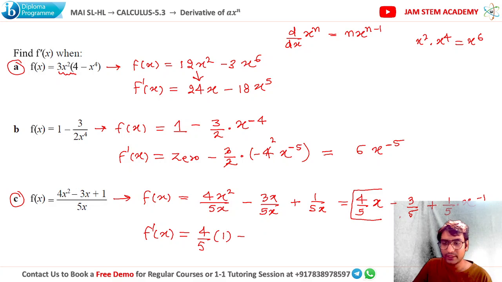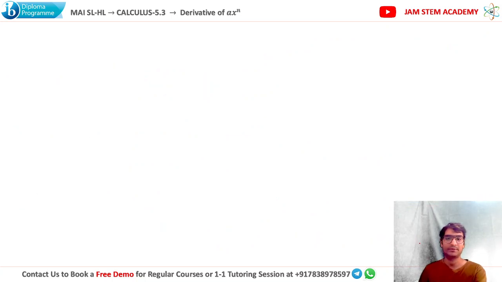Now the derivative of 3/5, a constant number, is 0. For the 1/5 of x to the power negative 1, the derivative is negative 1 over 5 x raised to the negative 2. Hence my answer comes out as 4/5 minus 1/(5x squared). Okay, so in this way you can solve these problems.